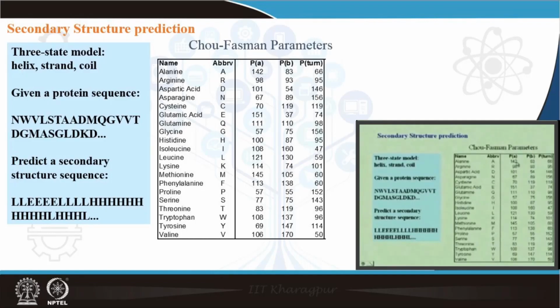So 1.42, which is the way you have it in a lot of tables. 1.42 means that this number is greater than 1. It means that alanine would like to be in alpha helix.